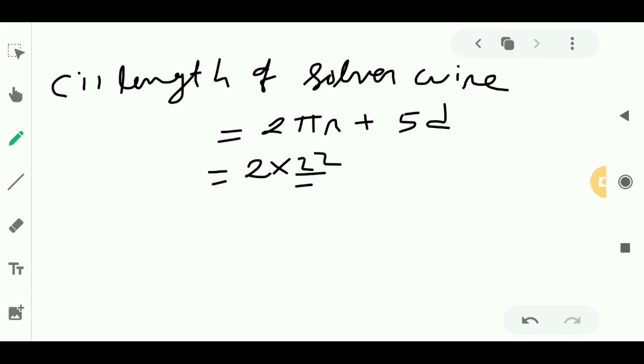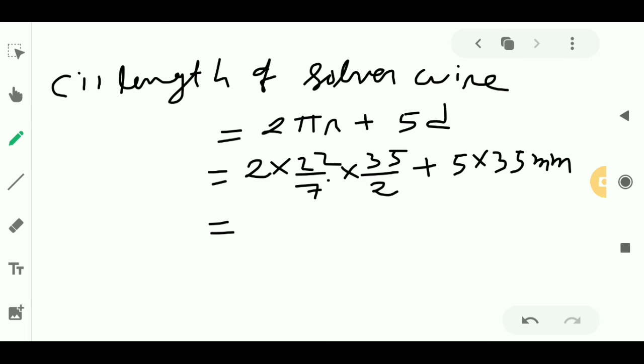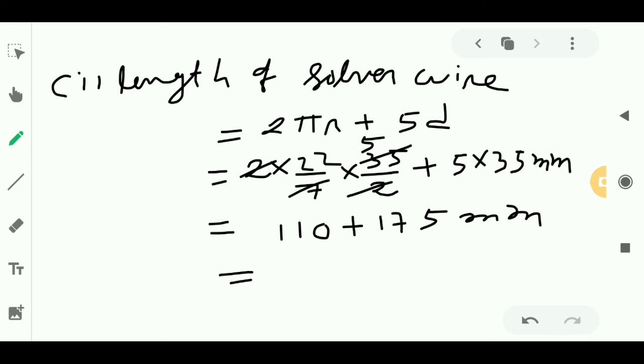Here 22 by 7 we have to take. 35 by 2 is the radius, plus 5 into 35. All are in millimeter. So 7 and 35 cancel, 5 and 2 cancel. So this is 110 plus 5 5s are 25, 175 millimeter. It will be 285 millimeter. So the length of silver wire will be 285 millimeter.